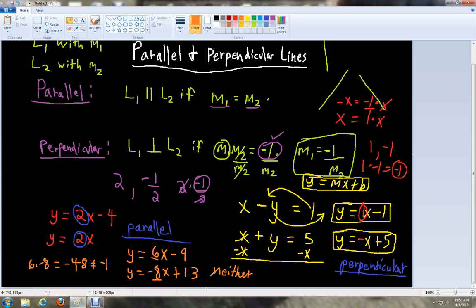So this would be kind of like a set of, some people call it skew lines. They're neither parallel nor perpendicular.